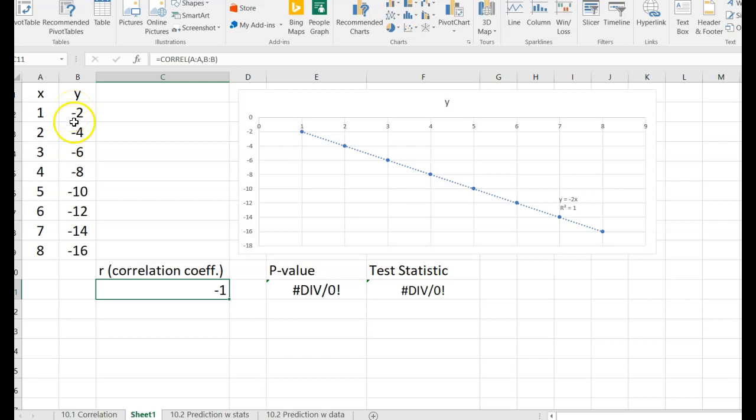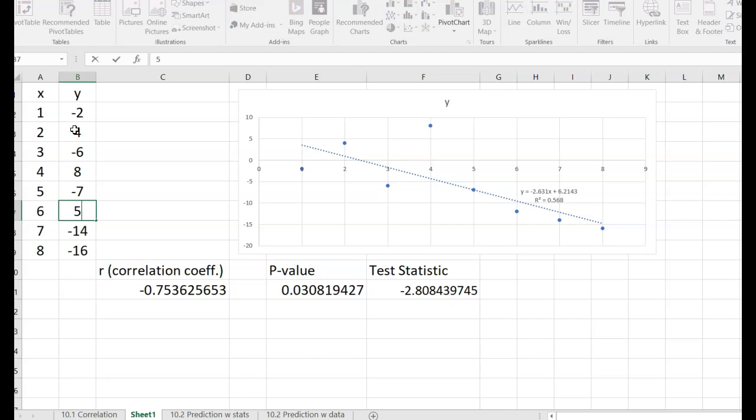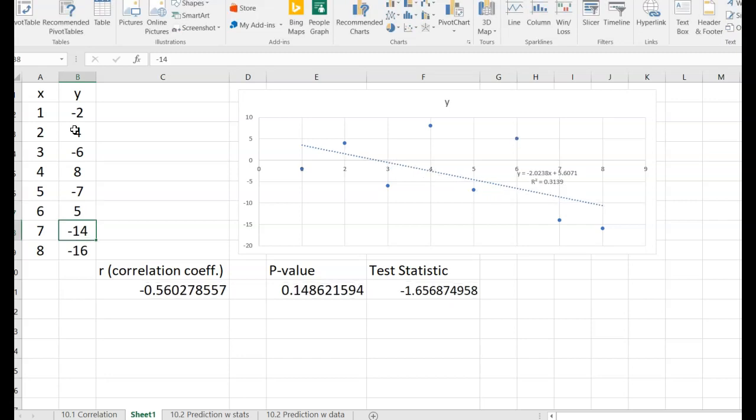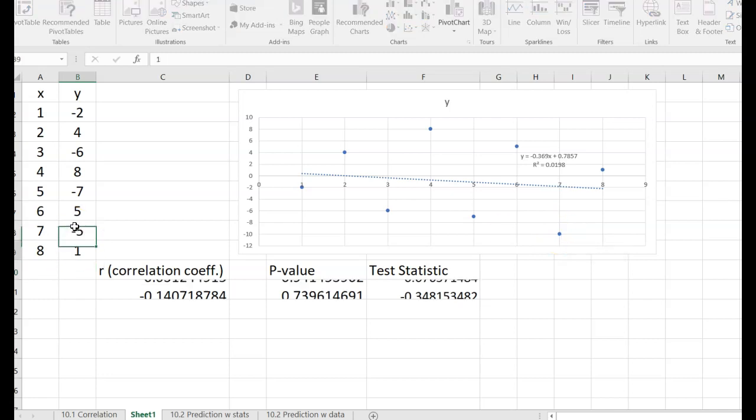Let's make it go all crazy. So negative 2, positive 4, negative 6, positive 8. Let's do negative 7, positive 5, negative 10, and positive 8. So let's make this last one, like, there we go. That's a little better. I'm trying to find any extreme values. Who's this guy? 7, negative 10. Let's make it 7, negative 5.